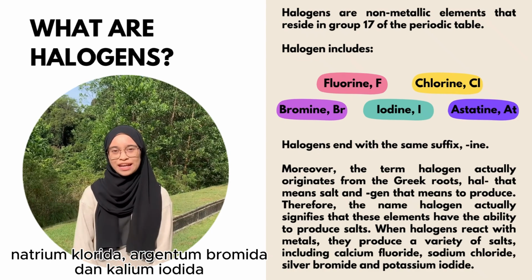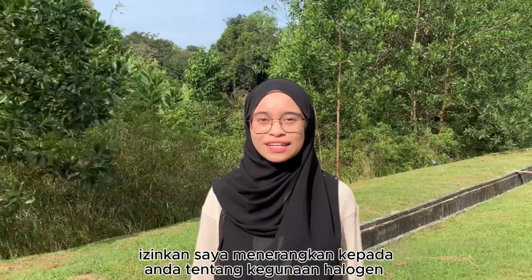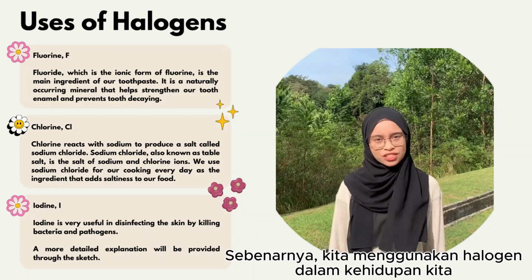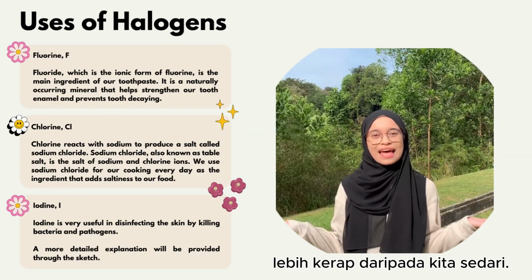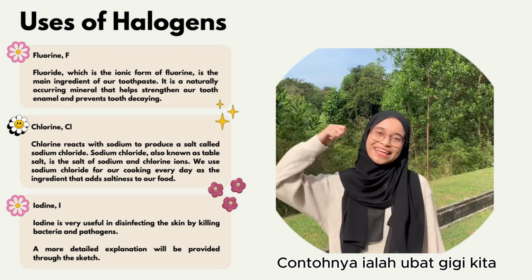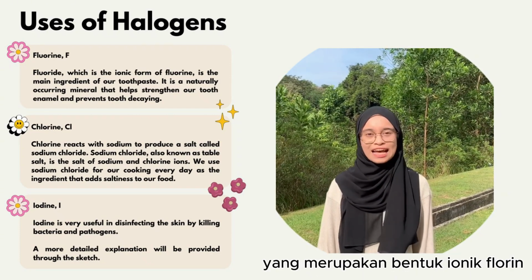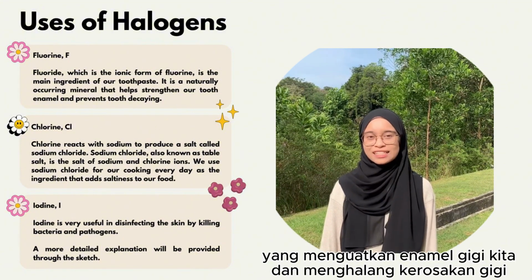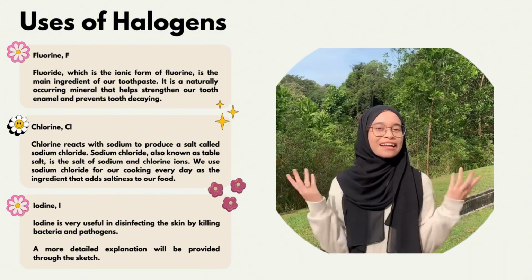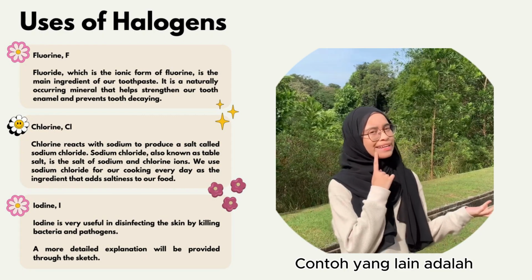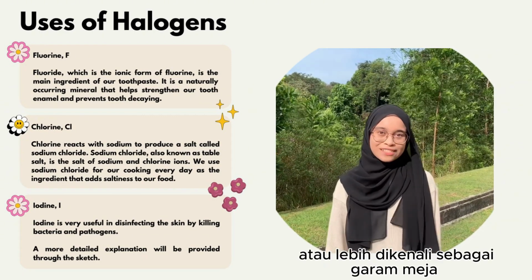and potassium iodide. Moving on, let me enlighten you on the uses of halogens. Actually, we use halogens in our life more often than we realize. An example would be our toothpaste. Our toothpaste actually contains fluoride, which is the ionic form of fluorine that strengthens our tooth enamel and prevents decaying of the tooth. Another quick example would be sodium chloride, or more familiar as table salt.